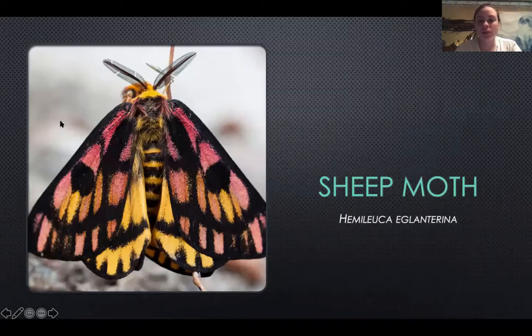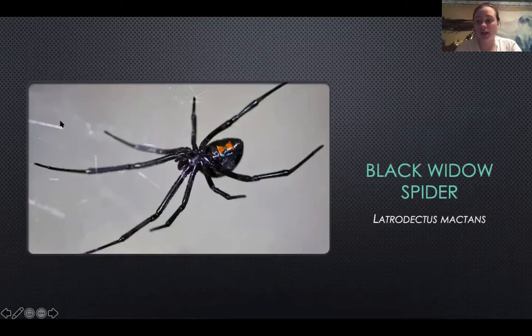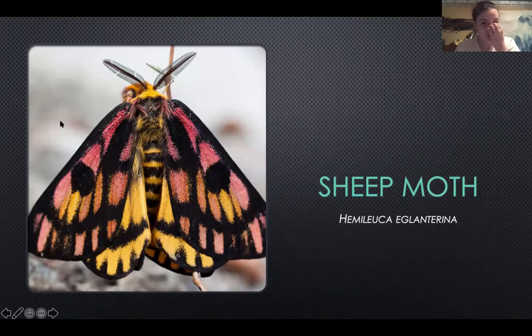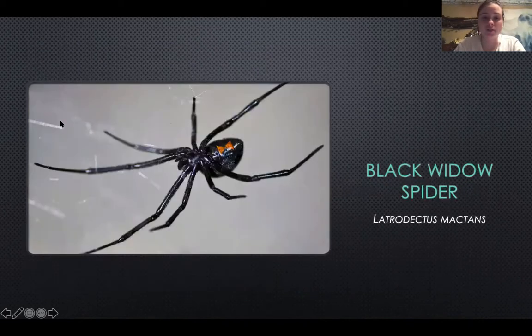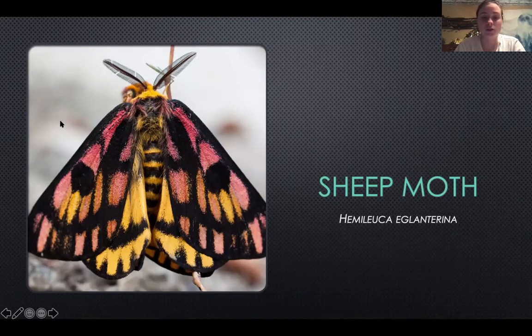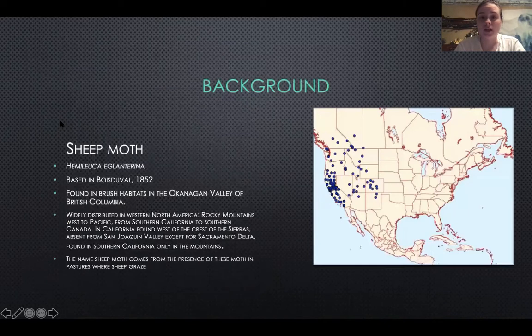So, this is a picture of the sheep moth. Its scientific name is Hemileuca eglanterina. This is a picture of the black widow spider, called the Latrodectus mactans. As you can see, they have different color variations as well as being different types. So, a background on the sheep moth.